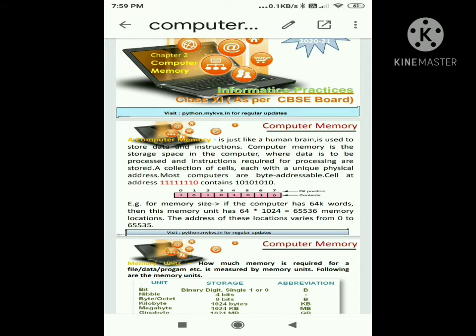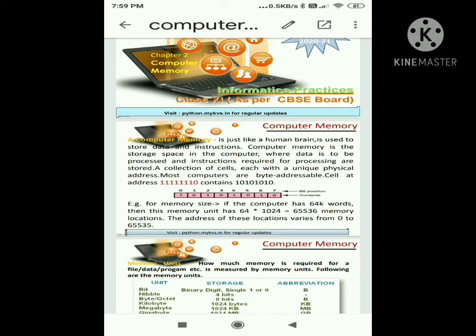So, my topic is what is computer memory? The definition goes like this: a computer memory is just like a human brain, it is used to store data and instructions. Computer memory is the storage space in the computer where data to be processed and instructions required for processing are stored. A collection of cells, each with a unique physical address.